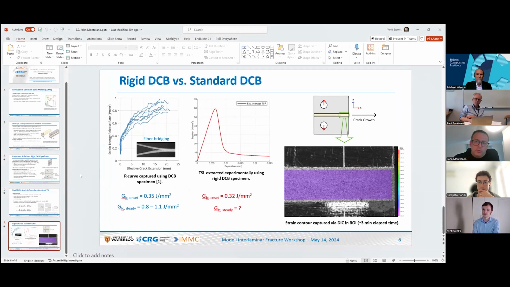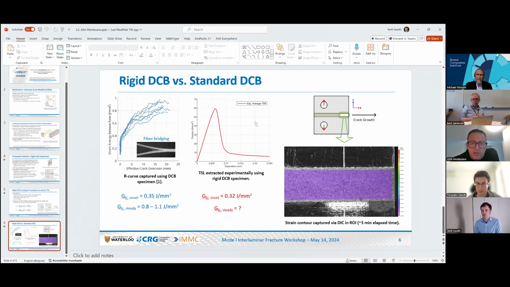Correct. Yeah. So I didn't really spend too much time on this last slide because I saw I was a bit rushed over time. But the middle graph is the actual traction separation law that was extracted, using the analysis technique on the previous slide and the direct measurements of separation on the specimen surface. So what you're seeing in red, that's the traction separation law.